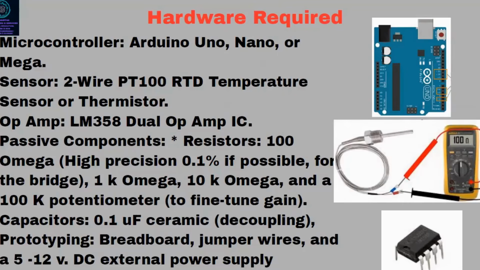Then passive components: you have a 100 ohm resistor, 0.1, 1K for the bridge, for your Wheatstone bridge we have used 10K ohms of resistance. And a 100 kilo ohm resistor we have to give as feedback from pin number 1 to pin number 2 of the IC, that is LM358. Breadboard, jumper wire and a power supply of 5 to 12 volt, anything you can use. I have given on the side the figures which we will be using.